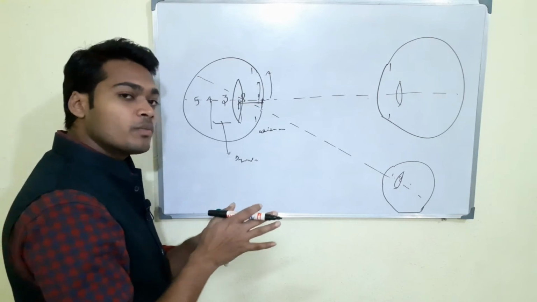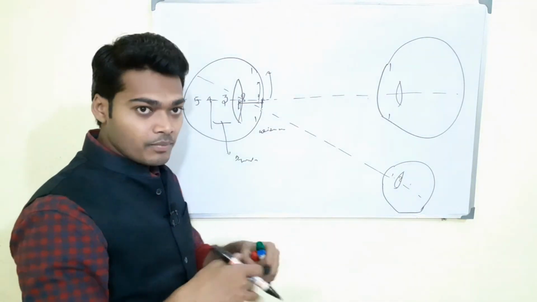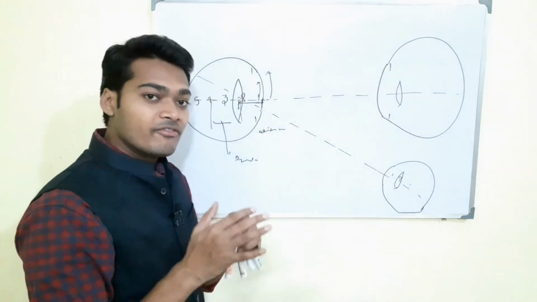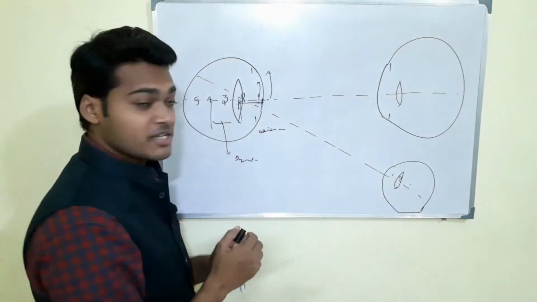Basically, the ophthalmoscope was invented for fundus examination. But now a lot of ocular structures or ocular adnexa we can easily find out by using this principle.